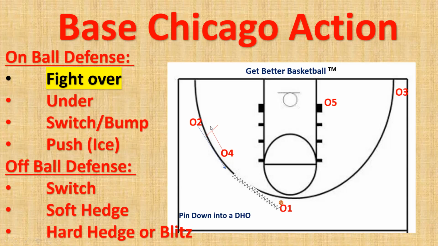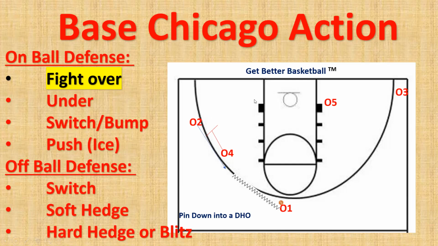Or teams can push or ice it. And when I say push it, they can actually get their defender to put their butt to this screen by 04 and force 02 to come off to the baseline.